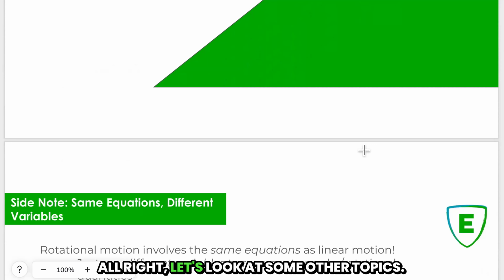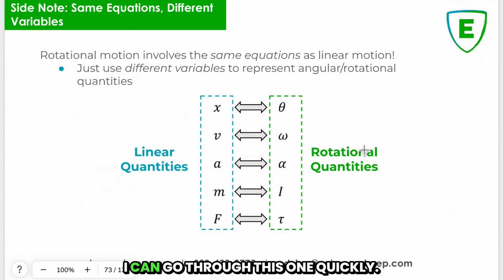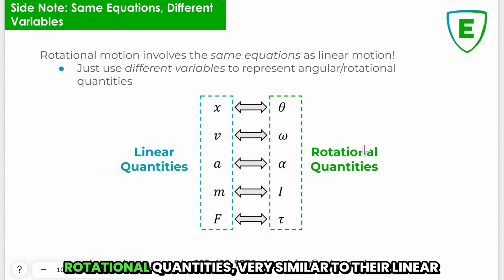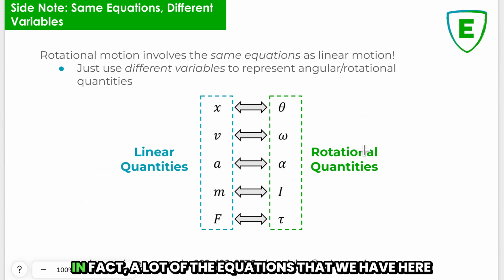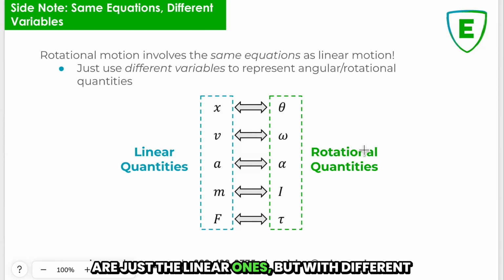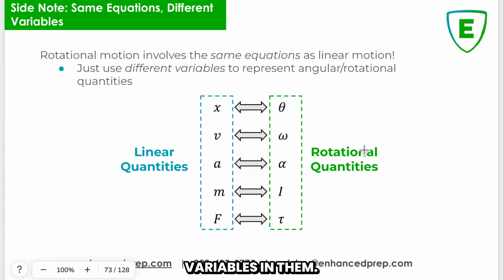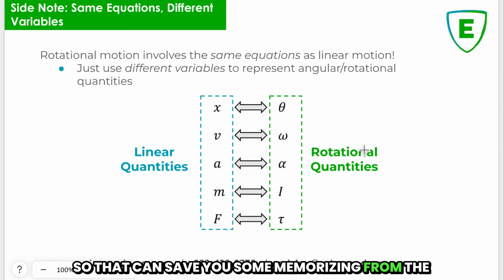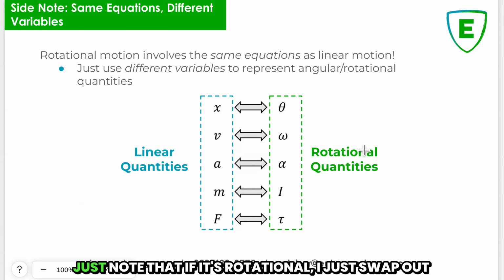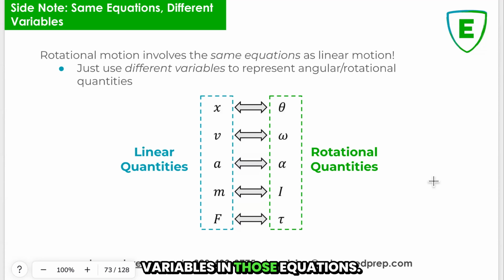All right, let's look at some other topics. I can go through this one quickly. Rotational quantities are very similar to their linear quantities. In fact, a lot of the equations that we have here are just the linear ones, but with different variables in them. So that can save you some memorizing from the equation sheet. Just note that if it's rotational, I just swap out variables in those equations.